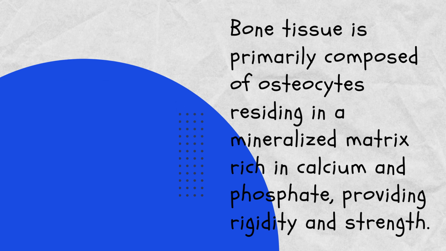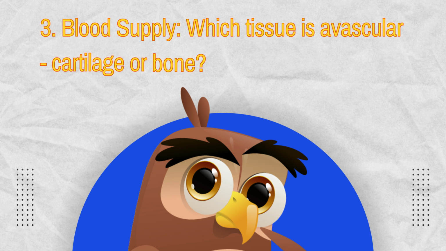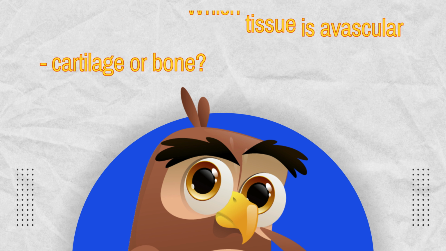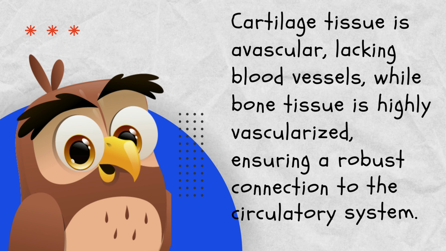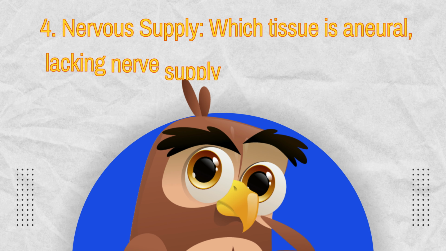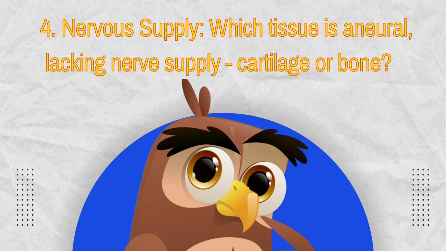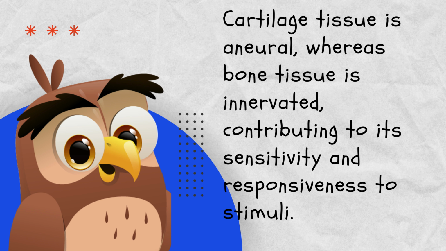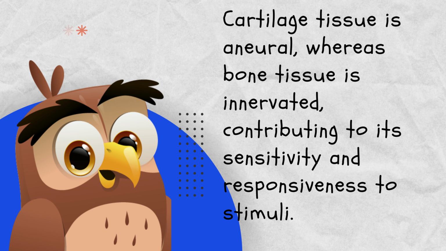strength. 3. Blood supply. Which tissue is avascular, cartilage or bone? Cartilage tissue is avascular, lacking blood vessels, while bone tissue is highly vascularized, ensuring a robust connection to the circulatory system. 4. Nervous supply. Which tissue is aneural, lacking nerve supply, cartilage or bone? Cartilage tissue is aneural, whereas bone tissue is innervated, contributing to its sensitivity and responsiveness to stimuli.